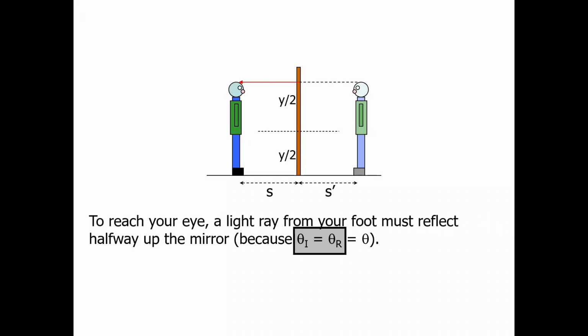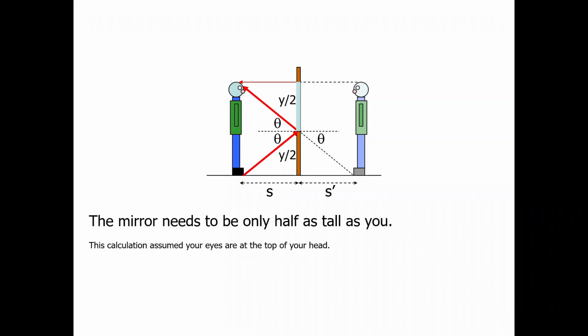Where does your foot have to hit? So our foot ray is going to come up here, and we picture one going up to reach your eyes. In order for it to reach your eye, which we're assuming, once again, is at the exact top of your head, and for your incoming and outgoing rays to be identical at that angle, it just has to hit at the midpoint. So really, our mirror, in order to see everything, only has to be half the height of your body, and it would have to be at the top half.